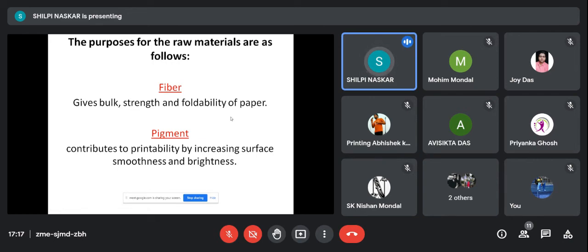So to fill the pores, have you seen paper having pores? You have seen continuous paper in your day-to-day life, in your book, in packaging. Have you seen paper with pores? No. So in paper manufacturing, which material is used to fill the pores? That is the pigment. It contributes to printability by increasing surface smoothness and brightness. Titanium dioxide and calcium carbonate are powdery materials incorporated in between the tiny pores of the fibers, so that you get a smooth paper onto which printing can be done.